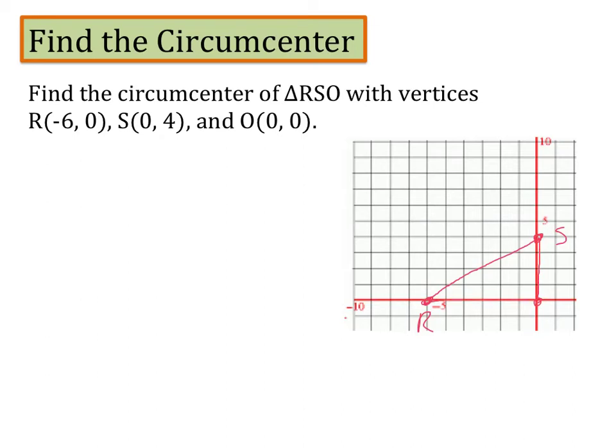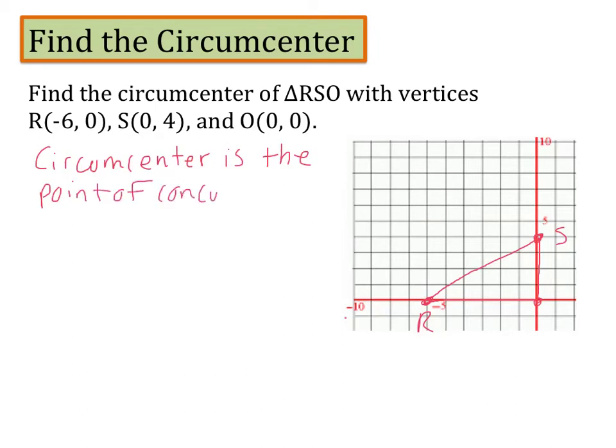So we remember that the circumcenter is the point of concurrency for the perpendicular bisectors. So our game plan is to just draw the perpendicular bisectors and find the equations for them.